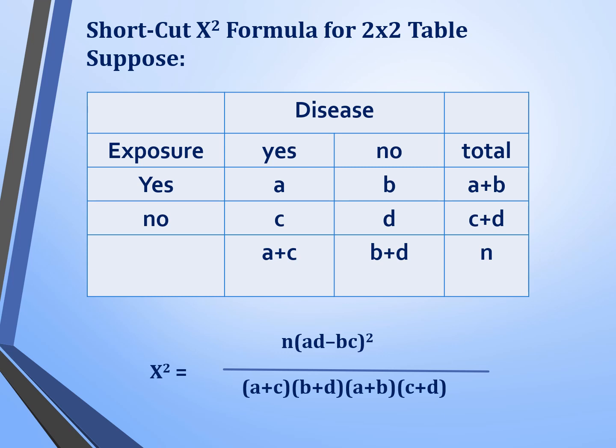There is a shortcut chi-square formula for 2x2 tables only, as shown in this table. So according to this shortcut formula, the chi-square value equals n multiplied by AD minus BC squared divided by the multiplication of A plus C, B plus D, A plus B, and C plus D.